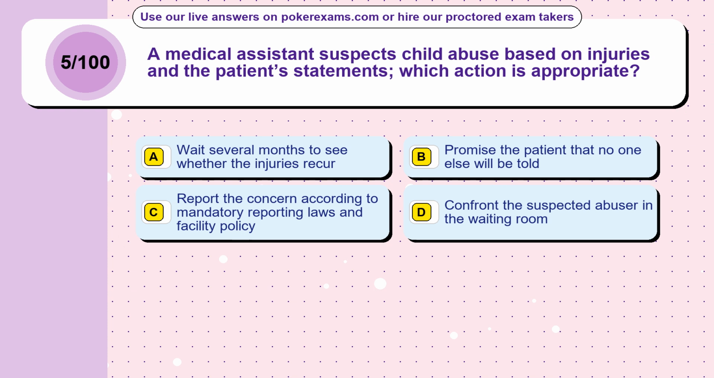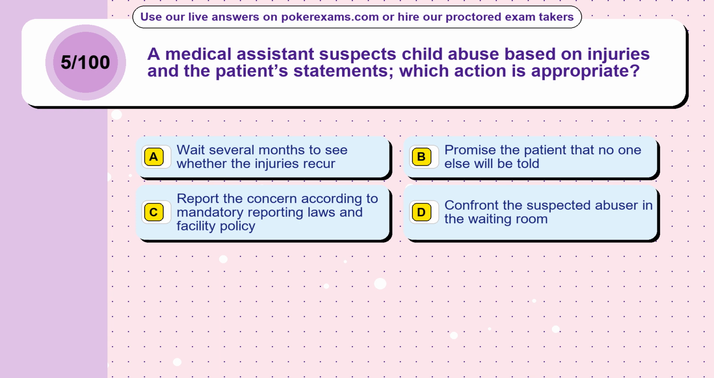Question 5. A medical assistant suspects child abuse based on injuries and the patient's statements. Which action is appropriate? Option A. Wait several months to see whether the injuries recur. Option B. Promise the patient that no one else will be told.